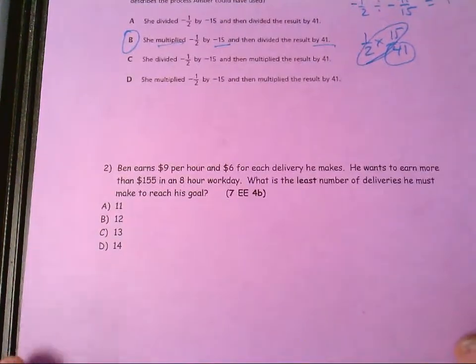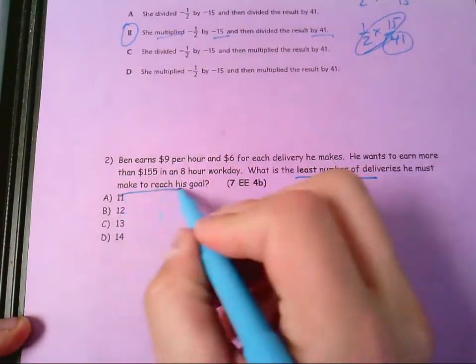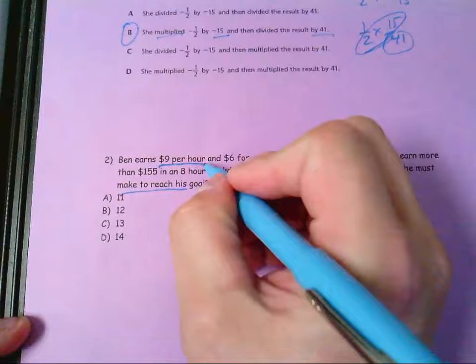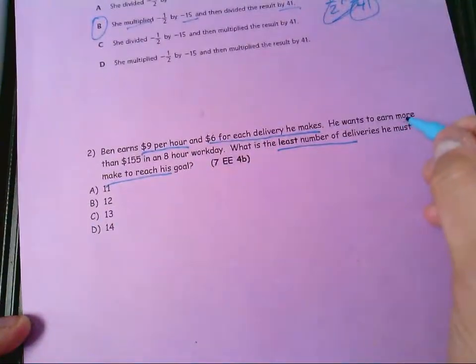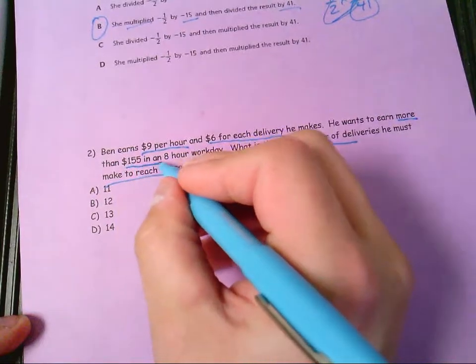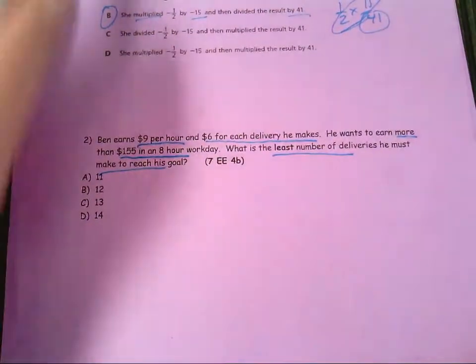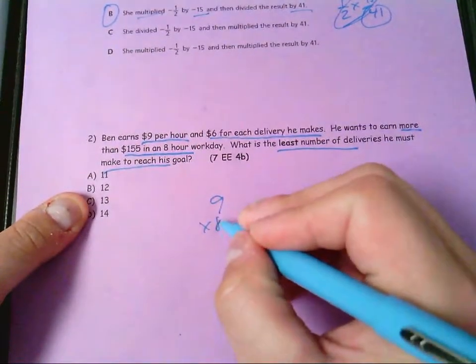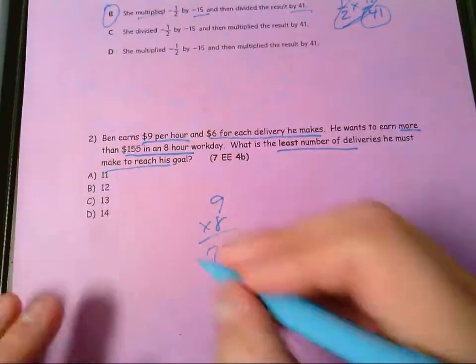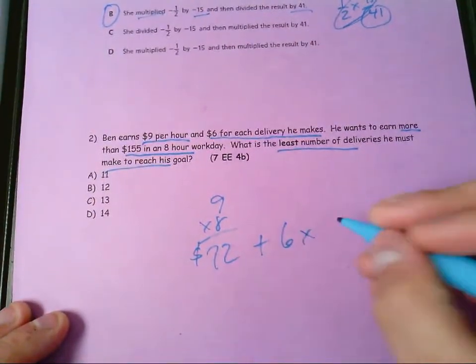All right, number 2. What's the least number of deliveries he must make to reach his goal? So he makes $9 per hour and $6 for each delivery he makes. He wants to earn more than $155 in an 8-hour workday. There is one initial step that, if you don't pay close attention, you'll miss: $9 an hour times an 8-hour workday is $72. So he makes $72 a day, plus $6 for each delivery he makes.